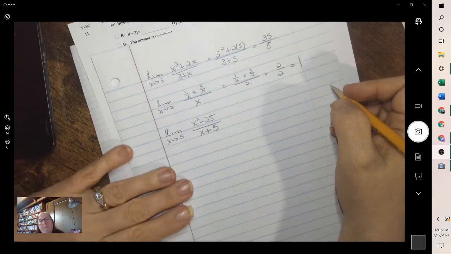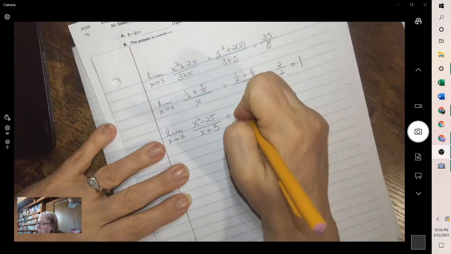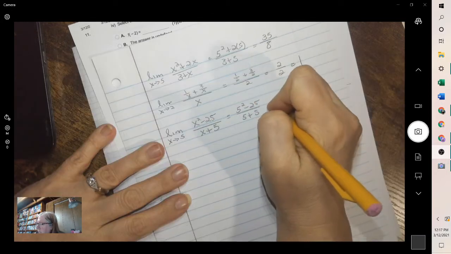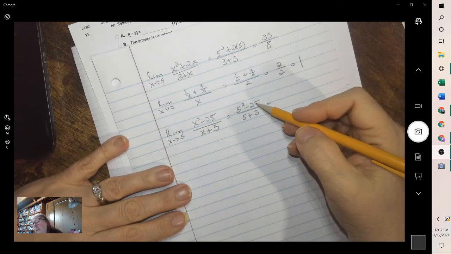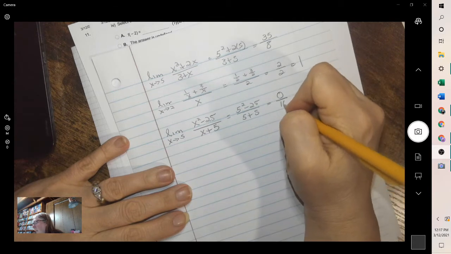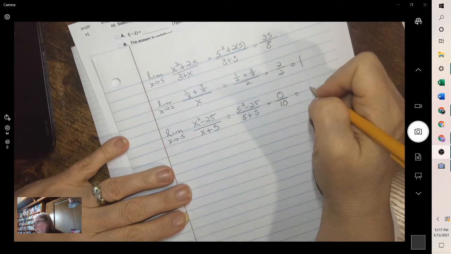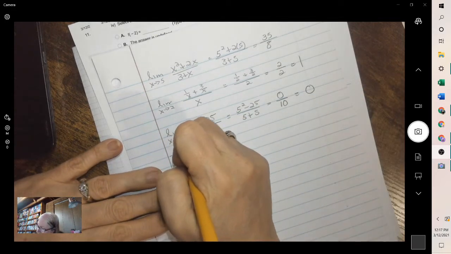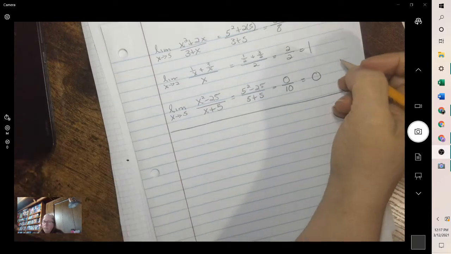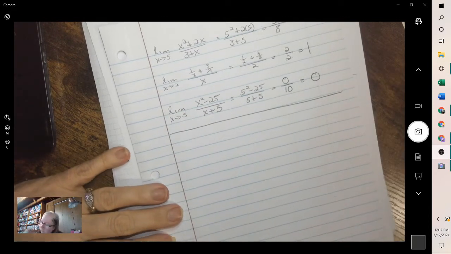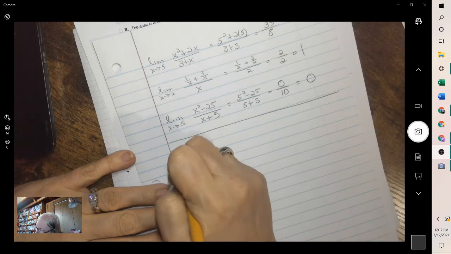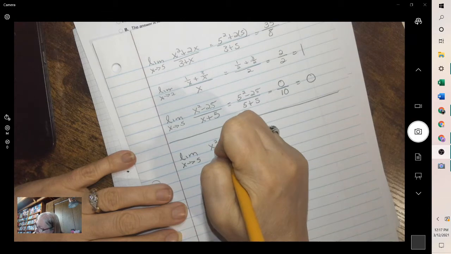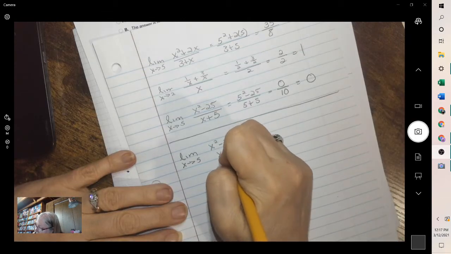Okay, how about this one? Plug it in. 5 squared minus 25 over 5 plus 5. 25 minus 25 is 0 over 10, and 0 divided by 10 is 0. What if the bottom was a minus? So that we had this.